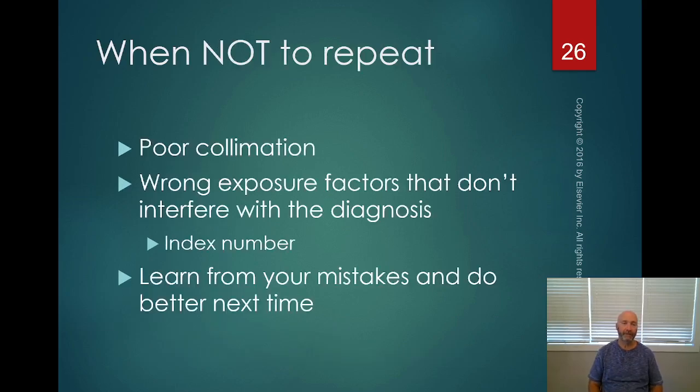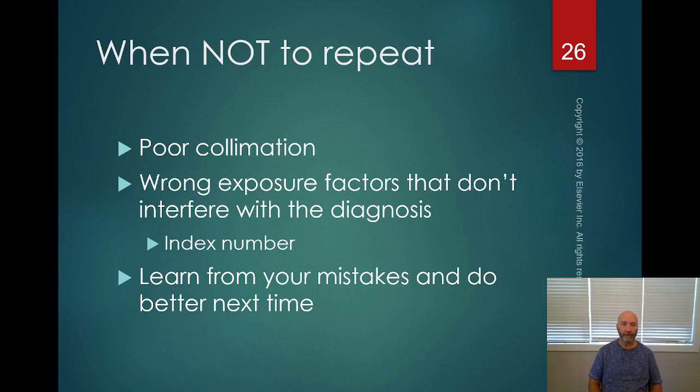When not to repeat: if you failed to collimate, you failed to use beam restriction, and you go back in to repeat that exam, remember what the purpose for collimation is, and that's to reduce patient exposure. So if you fail to collimate and then you go back in and you collimate the image, you make a second image on the patient with the same anatomy, then you more than double expose the patient just to kind of cover up your mistake.